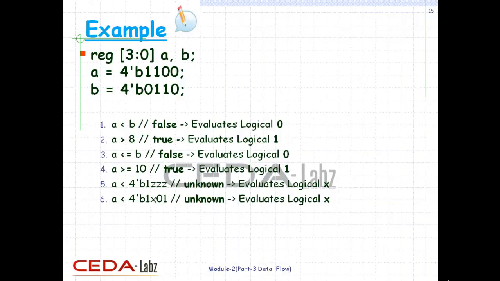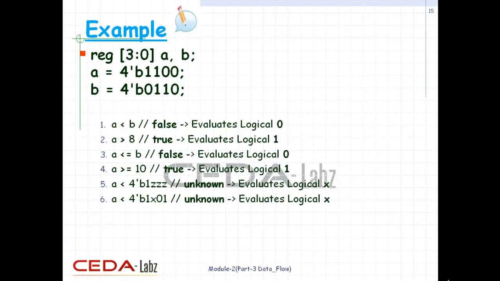Here, A and B are 4-bit registers. So, our first example is A is less than B, which is false. Instead, A is greater than B. This is why its result will be 0. Another one is A is greater than 8, and, of course, A is greater than 8. So, it will return 1. Similarly, A is less than or equal to B returns 0. And A is greater than or equal to B returns 1.